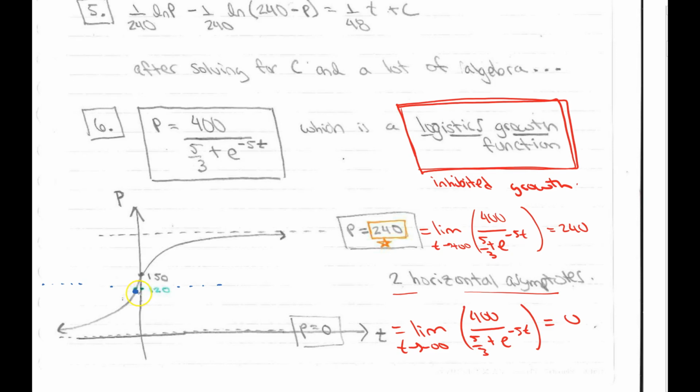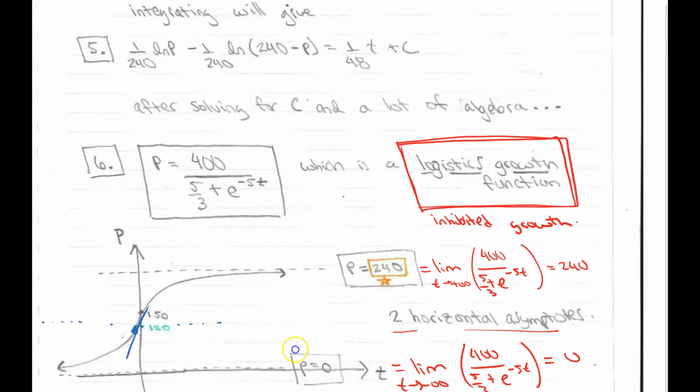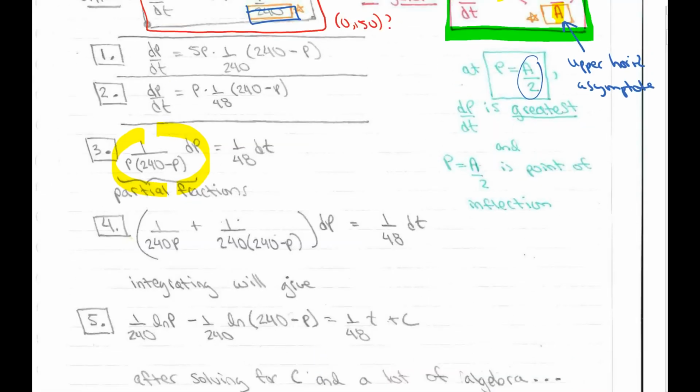What that means is the slope of the line tangent to the P function is greatest. What that also means is that when y equals 120, or half of this upper bound, that point is a point of inflection. That's what I'm telling you here in this screencast.